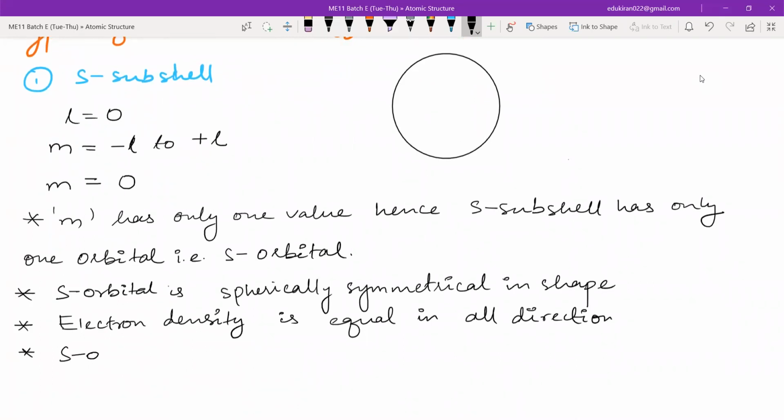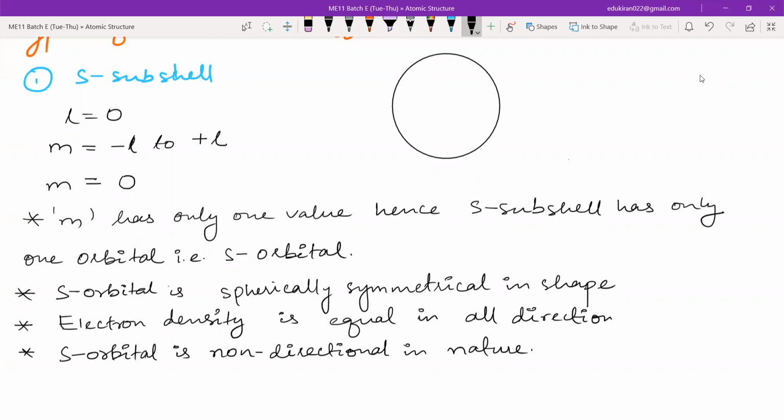S orbital is non-directional in nature. That means it treats all the directions equally. We say that it does not have any bias, there is no discrimination. The s orbital is not discriminating with any of the directions, either X, Y, or Z. The electron density is not present in any particular direction. It is present equally in all the directions, X, Y, and Z. That is why we say that s orbital is non-directional in nature.